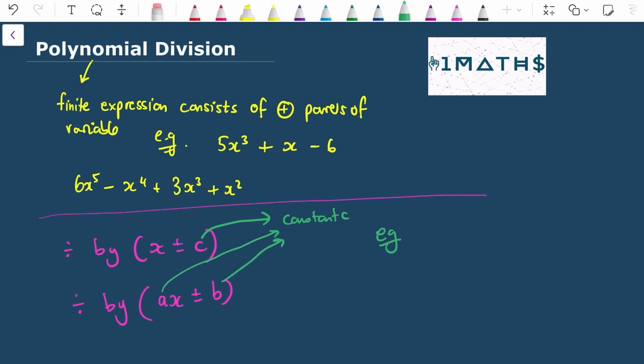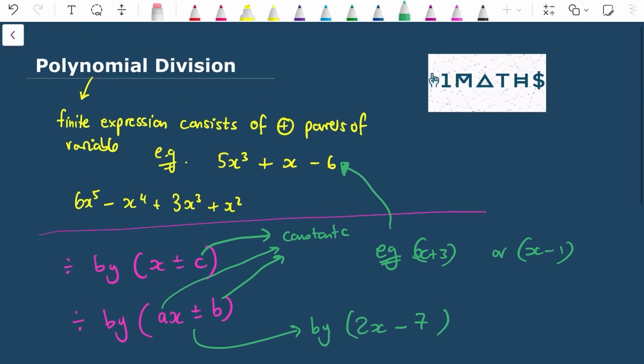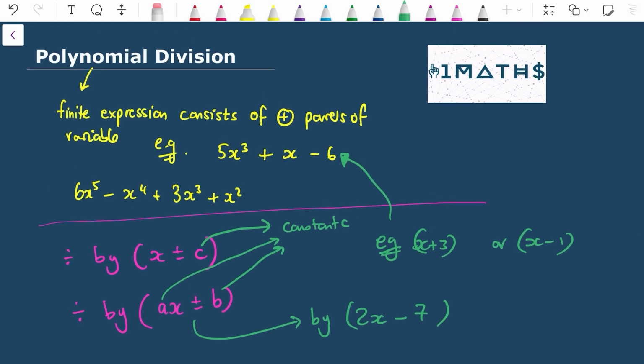So for example, we want to be able to divide this polynomial. Let's say I want to divide 5x cubed plus x minus 6 by x plus 3, or by x minus 1. Or if it's in this form, I might want to divide by 2x minus 7. That's a different example, and that's what we are going to look at today. This is called polynomial division, sometimes known as algebraic long division.